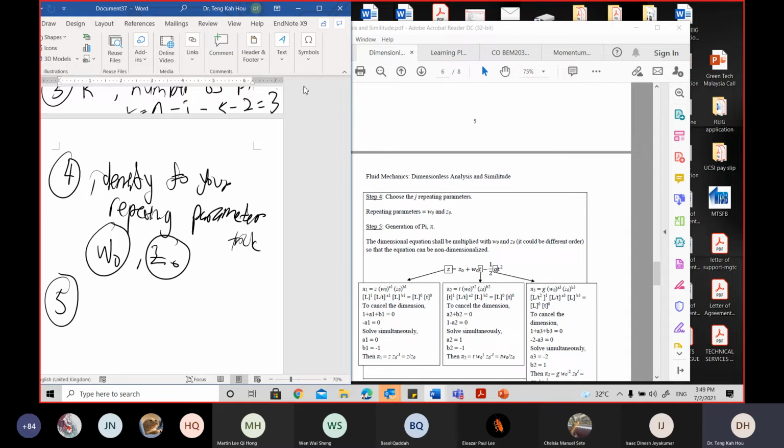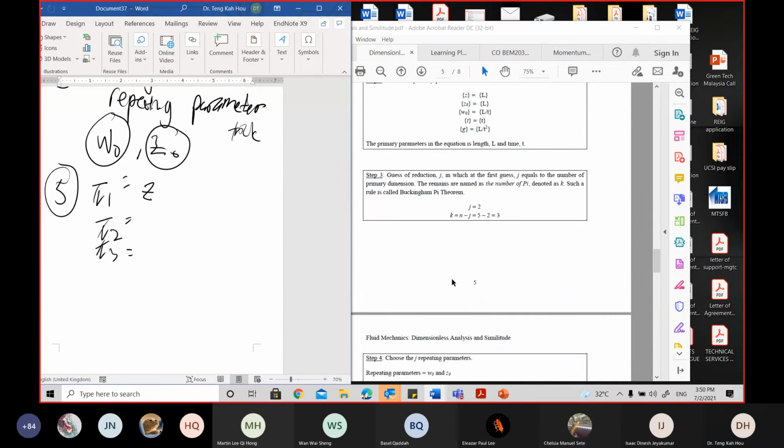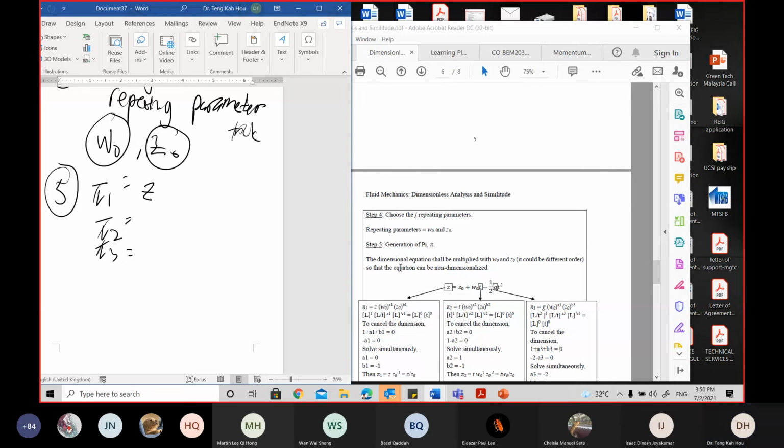Just now, we already know that we are going to have 3 pi. So I will expect a pi 1, pi 2, and pi 3. So what does this pi do? This pi 1 is going to rewrite the equations for the non-repeated parameters. So you can see that my pi 1 starts from any of that. I didn't select Z, so I take the Z and I put my repeating variables WO^A1, ZO^B1.